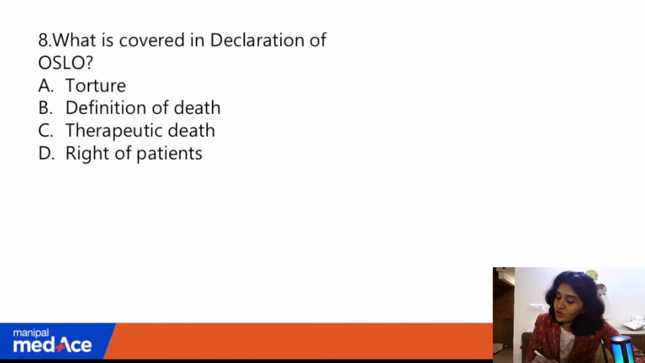Moving on to the next question, what is covered in Declaration of Oslo? Again, this is covered in forensic medicine, right? But one of you had asked me, so I'm covering this here. Is it torture which is highlighted, or definition of death, therapeutic death or abortion, or right of patients? There is no common sense question here, you need to recall this. So it is therapeutic death. The correct option for this is therapeutic death.